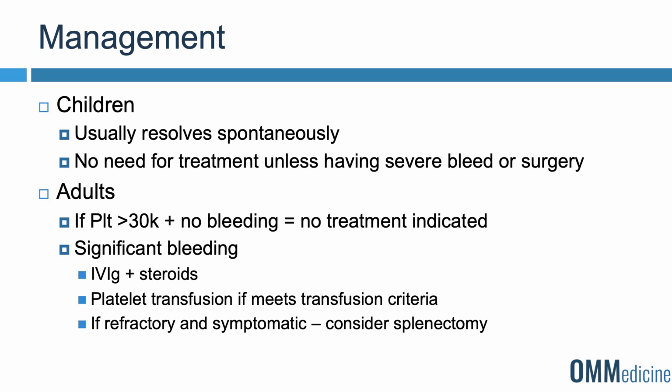Now, for adults with a significant bleed, we would want to treat them with IVIG and steroids, and then if their platelet count continues to drop, we would transfuse platelets as we would for any other patient. If a patient has recurrent episodes and is frequently bleeding and is really symptomatic, you can consider a splenectomy, because remember, we are thrombocytopenic because the platelets are going to be destroyed by splenic macrophages, and so if we were to remove the spleen, we would increase our platelet count and hopefully have less severe symptoms and less bleeding.